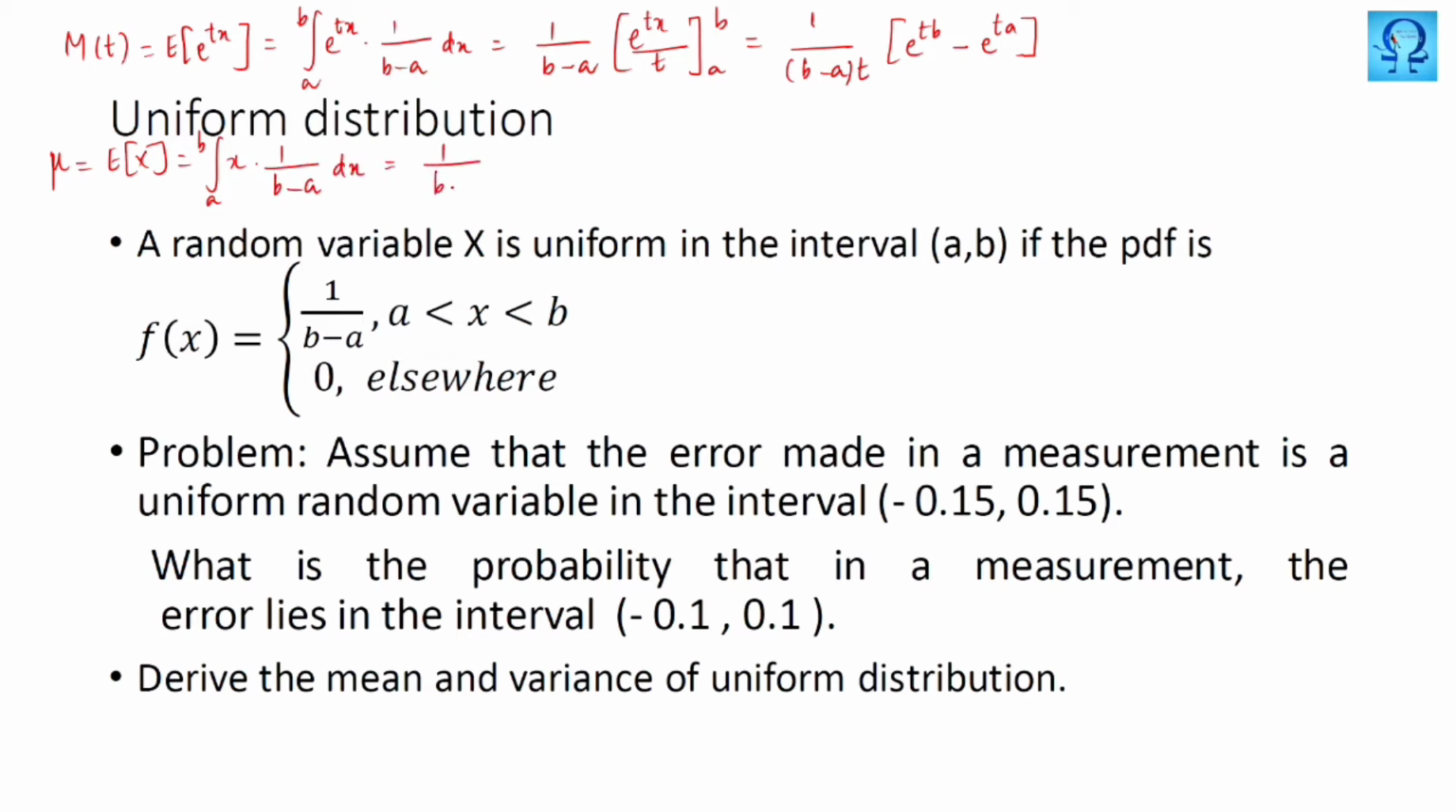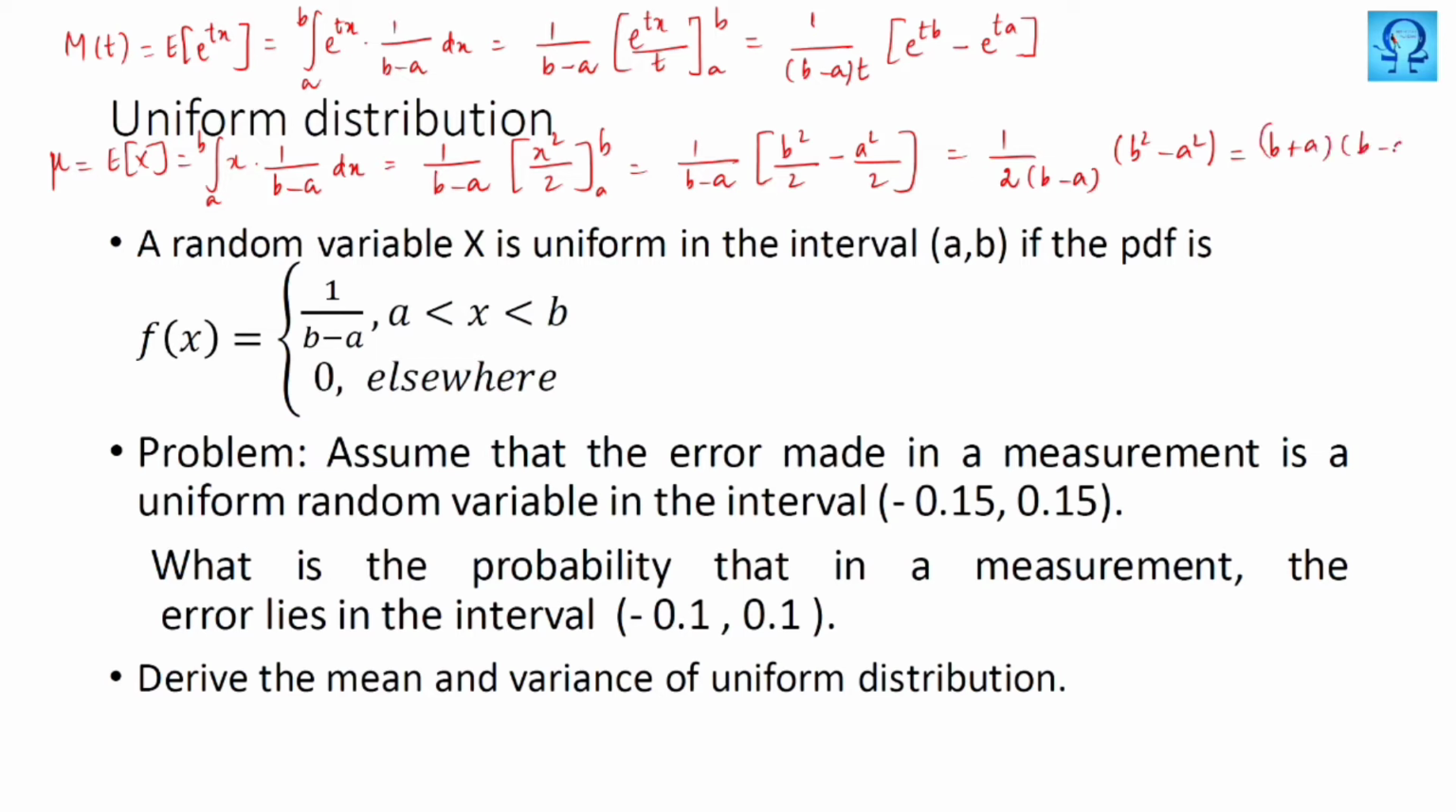Okay, so 1 upon b minus a is a constant outside, so it is x square upon 2 from a to b. So what am I going to get? It is 1 upon b minus a multiplied with b square upon 2 minus a square upon 2. So let me take this 2 as a common quantity multiplied with b minus a, and this is b square minus a square. So this shall be written as b plus a into b minus a divided by 2 times b minus a. So this gets cancelled.